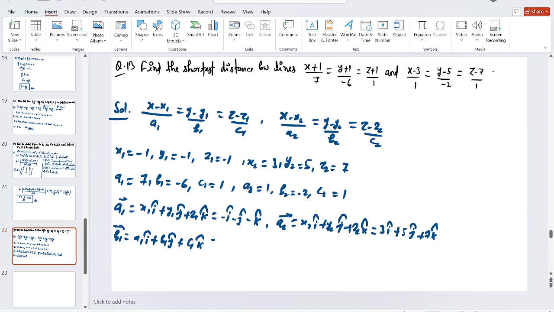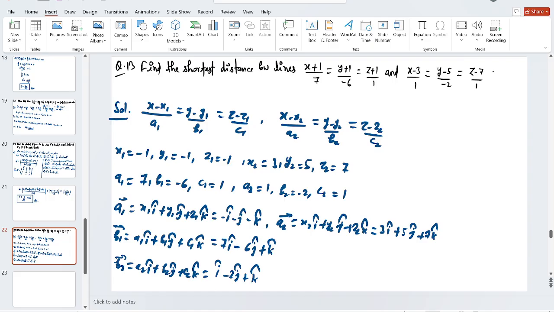So simplifying, you get vector B1 as 7 i cap minus 6 j cap plus k cap. And vector B2 is a2 i cap plus b2 j cap plus c2 k cap. Using this, a2 equals 1, this is i cap; b2 equals minus 2, this is minus 2 j cap; c2 equals plus 1, this is plus k cap. And here it is stated that B1 and B2 are not equal.